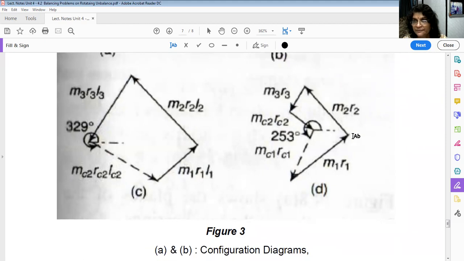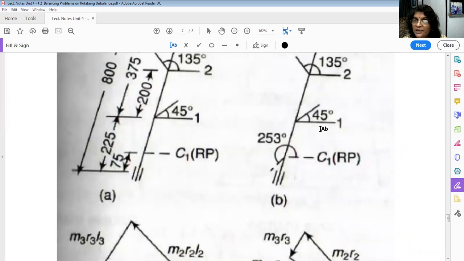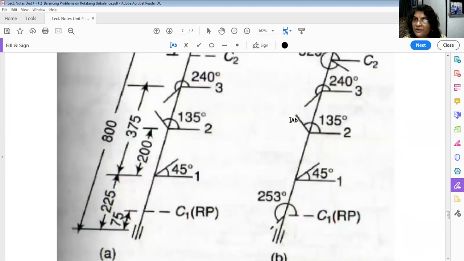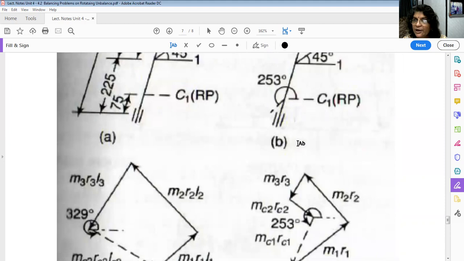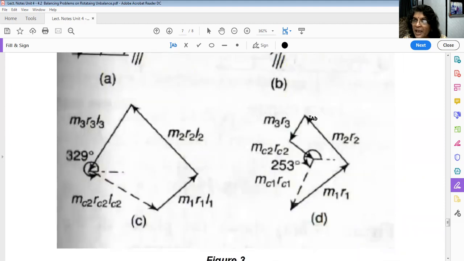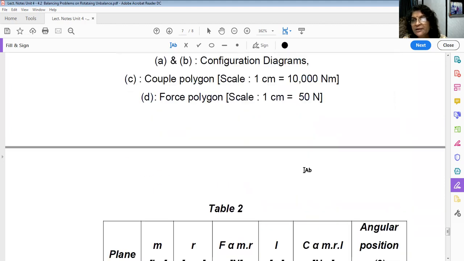Now you are here. Now you have to draw the second vector. What's the magnitude? M2R2. What's the direction? 135. So either you draw a line parallel to this 135, just take the roller and draw a parallel line. How much is the length now for this vector? See here.